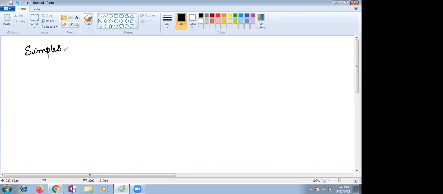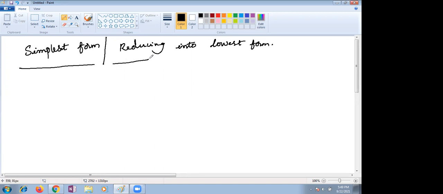Everything is the same. Simplest form or reducing into lowest form. These all are the same, children. Simplest form or reducing into lowest form. Any type of word is given in the examination, you need to do the same thing. You need to make out.